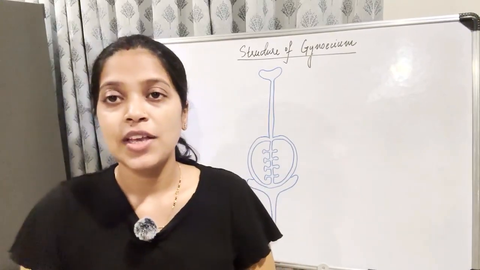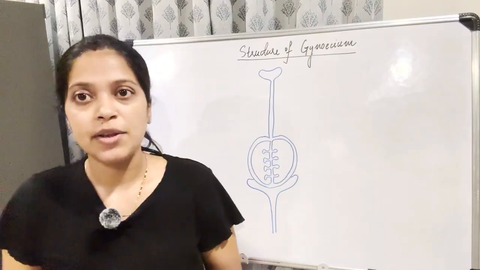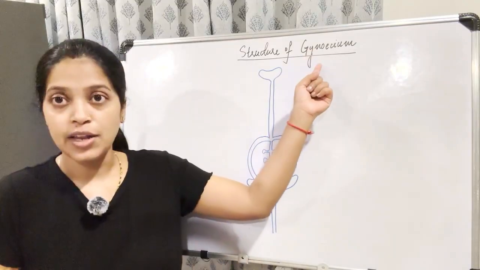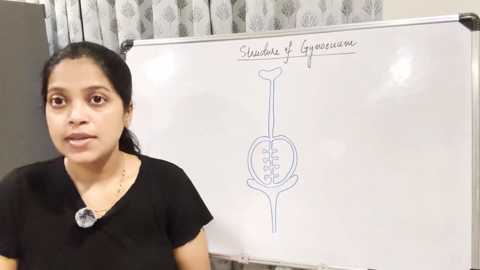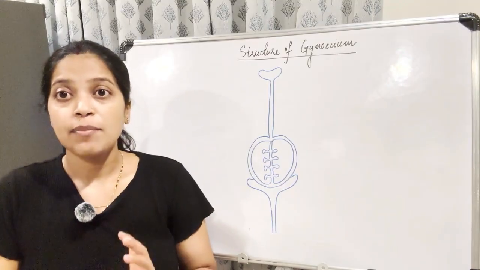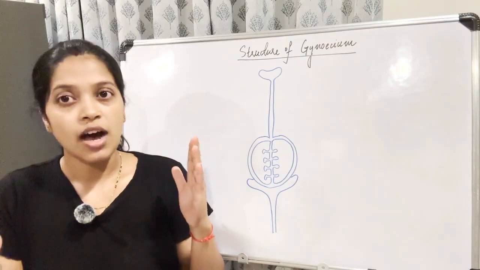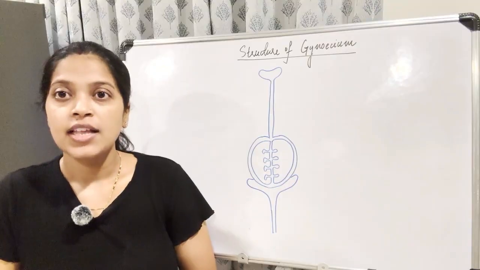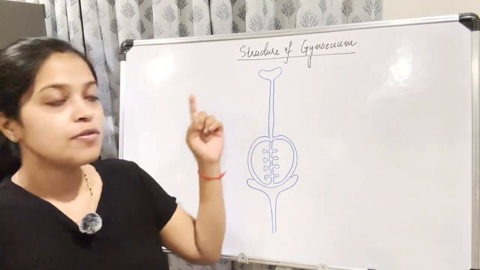Hello students, in today's lecture we will be discussing the structure of the female reproductive organ, and that is the gynoecium. We'll talk about the different type of carpels, the locules that are formed in the ovary, the different type of ovary based on its position relative to the other floral parts, and the different types of placentation. So let's start with the structure of gynoecium.